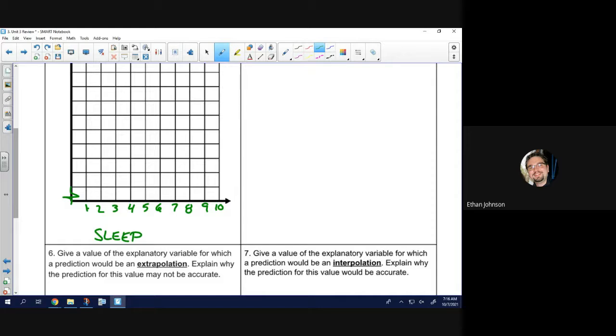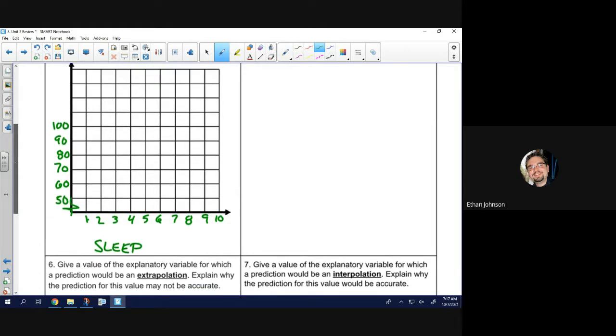So I want to choose cut by tens. So 50, 60, 70, 80, 90, 100. We don't have any over 100, so I'm not going to worry about that. And now we're just going to plot our points.